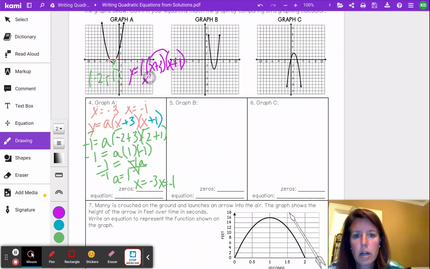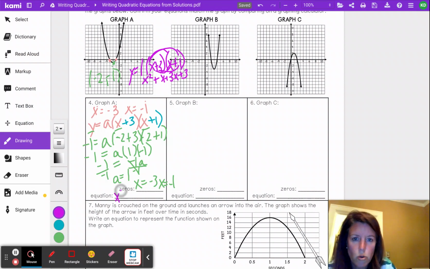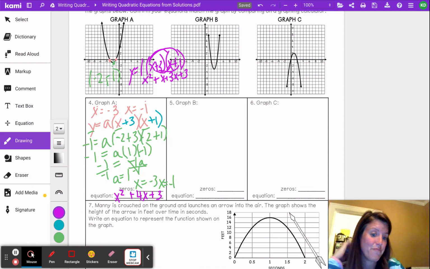So x squared, x times 1 plus x, 3 times x plus 3x, 3 times 1 plus 3. So our equation, when we simplify it, I'm going to write it down here: x squared plus 4x plus 3. We did it. There we go.